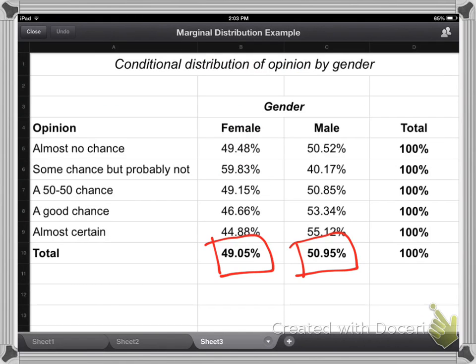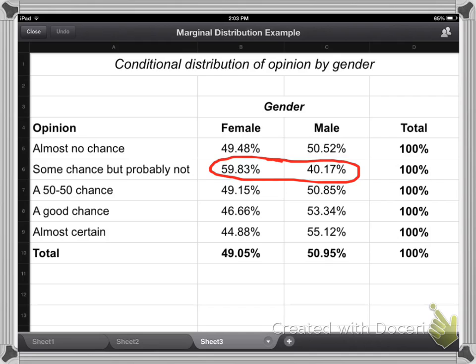So 49.05% of our respondents were women, 50.95% of our respondents were men. So we did have slightly more men than women. And also from here we can say a little bit about how the two genders and their responses compare to each other. We're looking at the data in just a slightly different way than we did before, because we're looking at each of the opinions separately. So now we can clearly see that almost 60% of the women said that they thought they had some chance, but probably not.